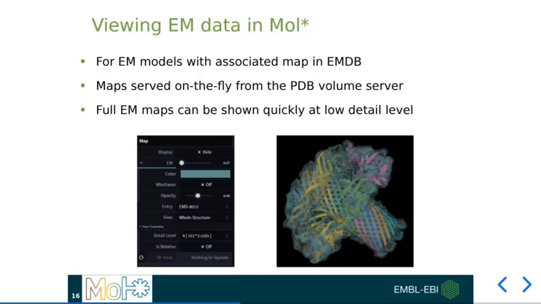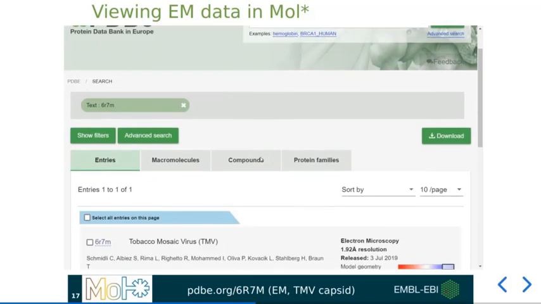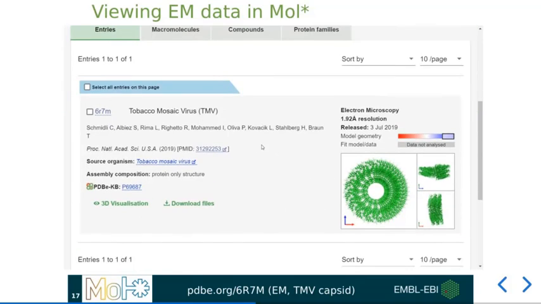Now, in this example, we'll open Molstar directly from a PDBe search result. So here you can see that on our website, I've free text searched for this entry code 6R7N, the structure of the tobacco mosaic virus capsid. And now directly from the search result, I can launch Molstar again with this 3D visualization link.